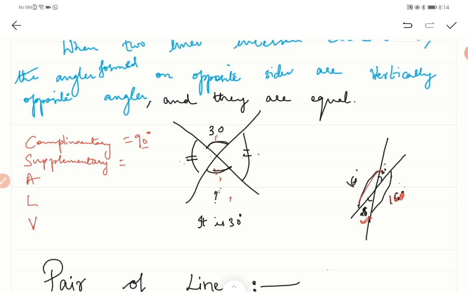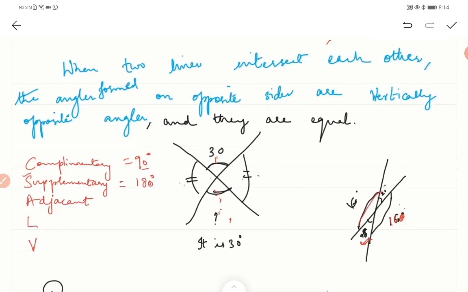And if the sum of the angle measurements is equal to 180 degrees, those are supplementary angles. And we studied adjacent angles in the last video. I hope you remember we had three rules. They should have a common vertex, and a common arm, and there should be non-common arms on either side. Then only you will say the two angles are adjacent. If one of the points is not fulfilled, then those are not adjacent angles.